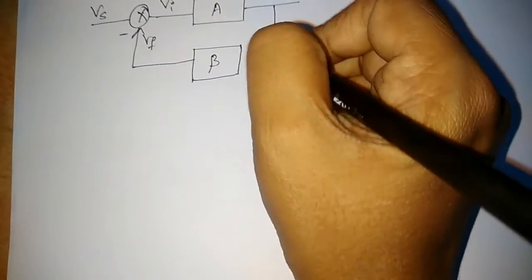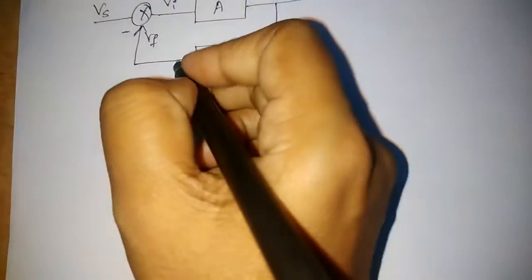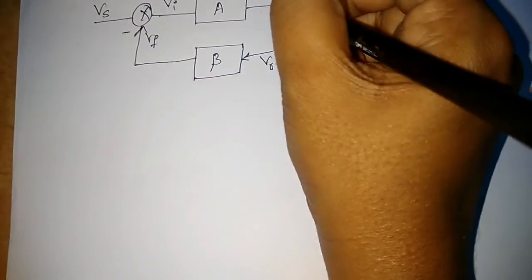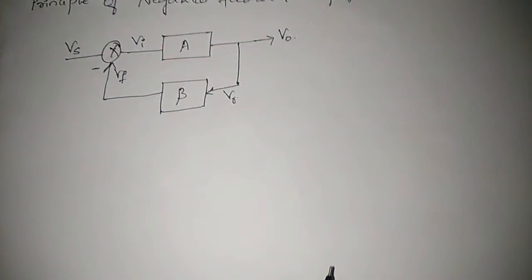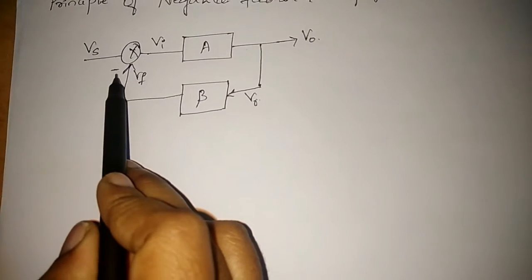The part of the output is given to your feedback network as an input. This is V naught, and here you will get Vf. This is how we have to write the block diagram of a negative feedback amplifier. So this represents negative feedback.